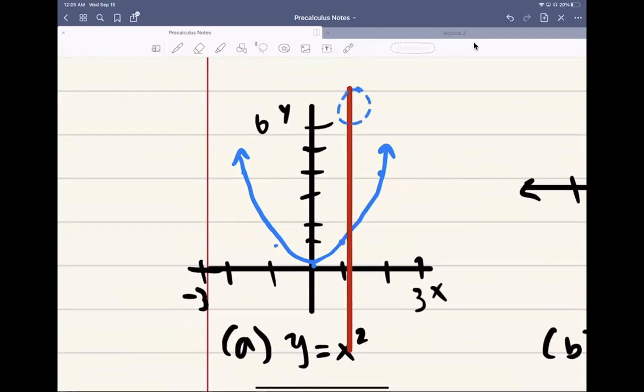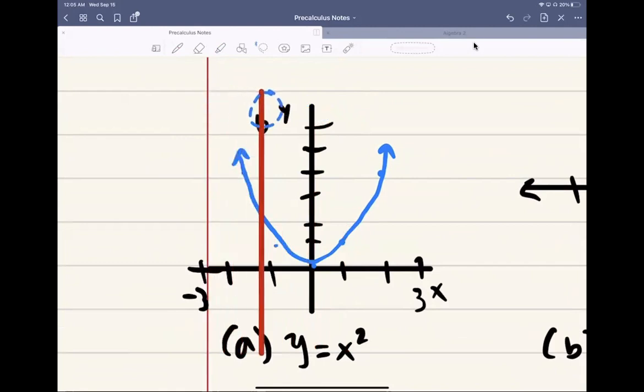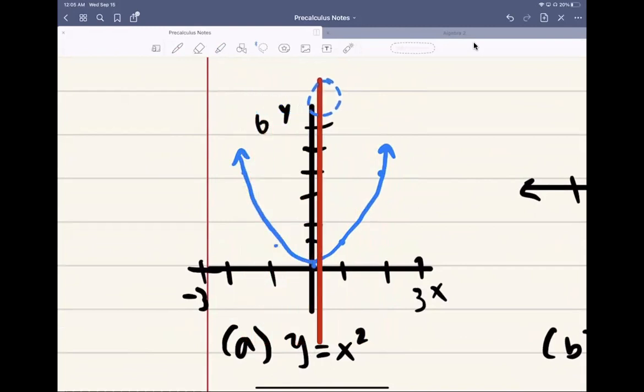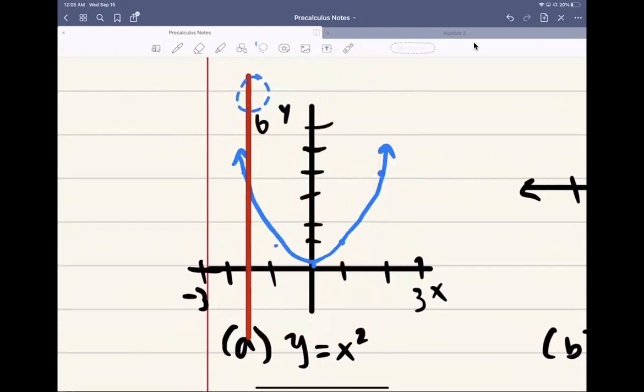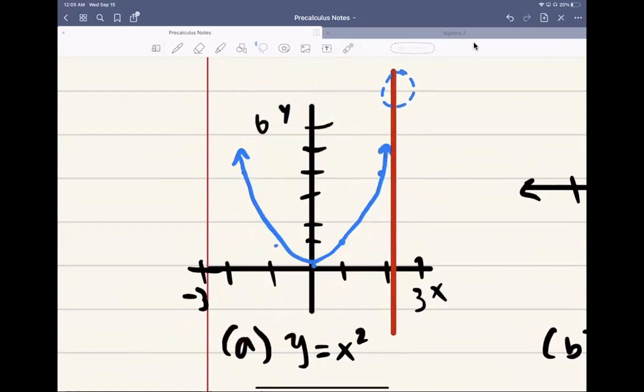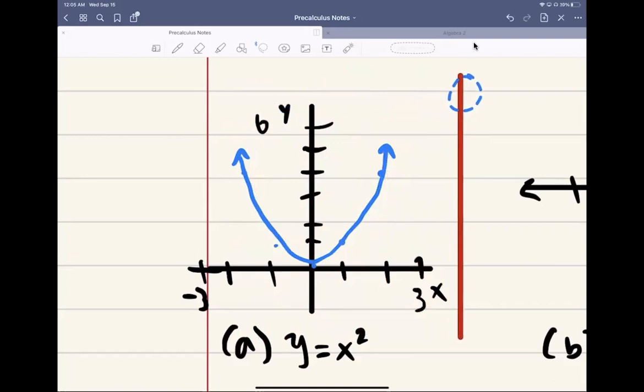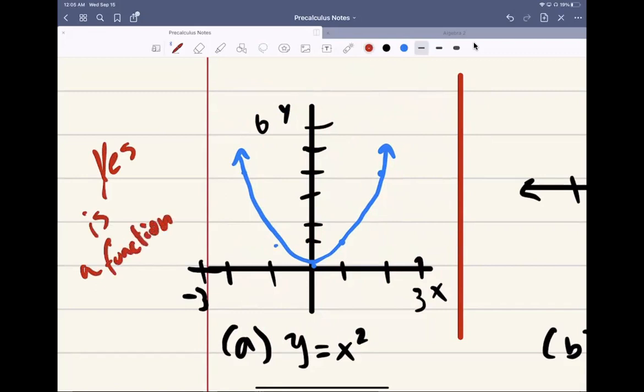And then what we can do with this vertical line is pass it along the whole graph, and you'll notice that it only passes across the parabola once at each point. Because it never passes through this red line twice, we know that this is a function because it passes the vertical line test. So for this first one, y equals x squared, that is a function.